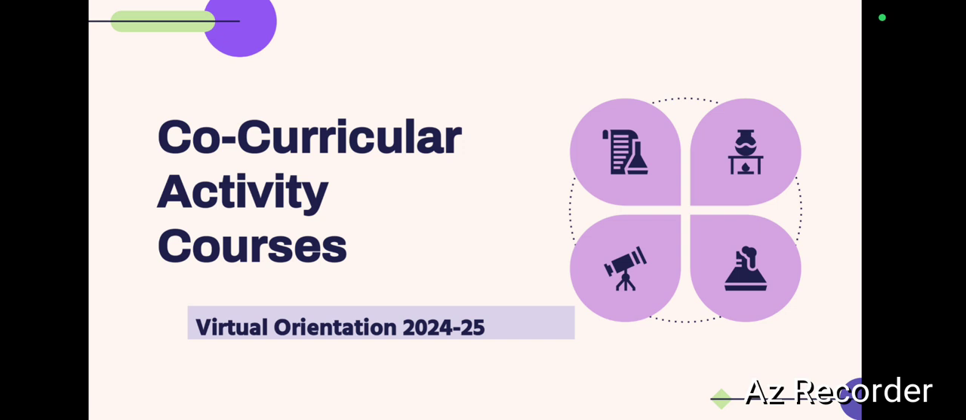The CCA courses are mandatory, though they are non-CGPA courses. Every student is expected to register for the course and complete the course over a period of 2 semesters. These classes are going to be held on every Thursday from 1:20 to 2:40 p.m. They are included in your timetable. So I request you all to go through the complete orientation video to have an idea about the courses and the registration process.